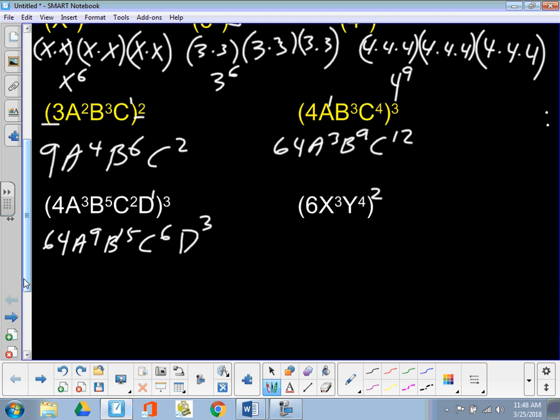If I look at my second example, 6 squared is going to give me 36. x: 3 times 2 is x to the 6th. And y to the 4th gives us y to the 8th.